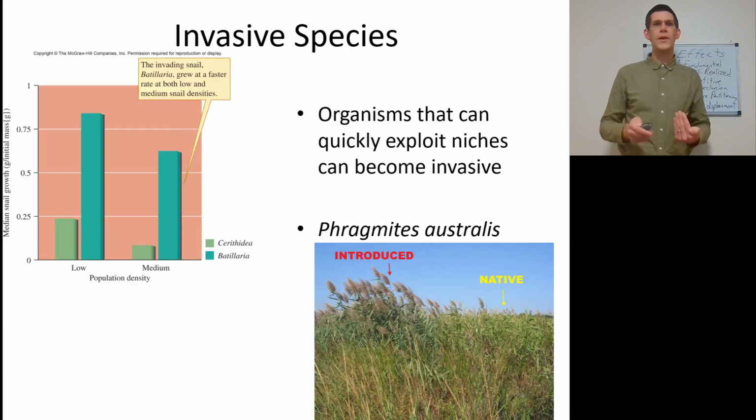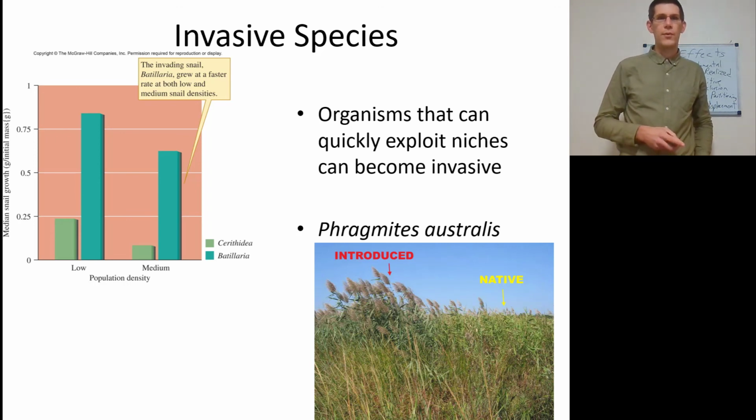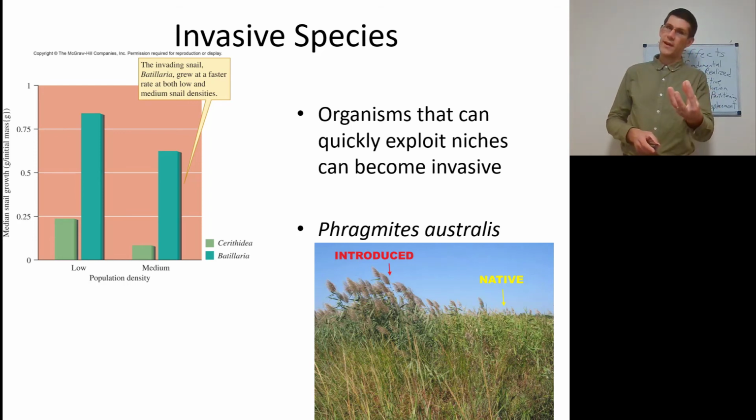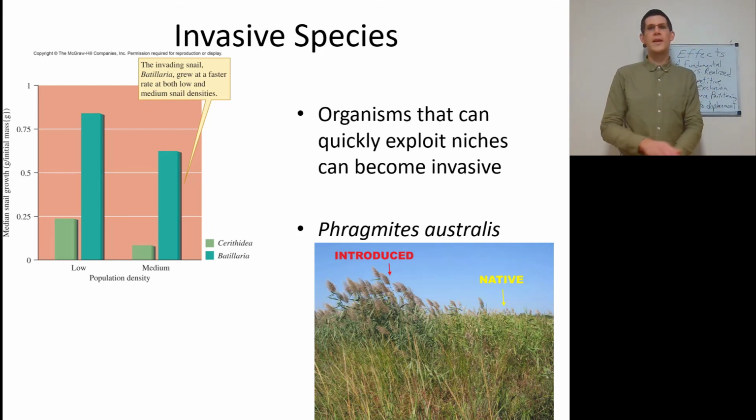What if an old niche exists, but the species that is a better competitor is an invader? So an invading snail can grow at a faster rate in both low and medium snail densities. What you have there is an invading snail able to outgrow and have a priority effect over a native snail. Organisms that can quickly exploit niches can become invasive. Organisms with a priority effect that grow faster, that invest more into growth and reproduction, are going to have a priority effect and thus are going to competitively exclude native species.